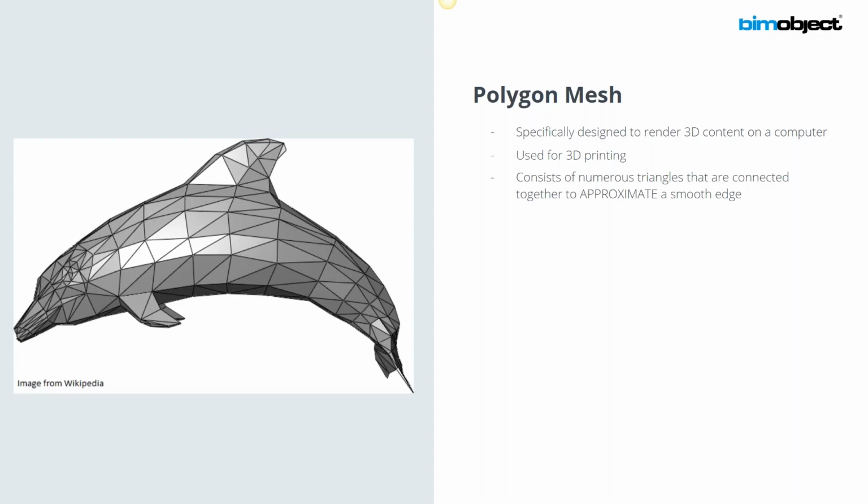So it doesn't mathematically try to calculate what the curve is between points like a NURB does. With a Polygon Mesh, the amount of detail and how smooth the surface is are all controlled by the number of triangles and squares that make up the surface.